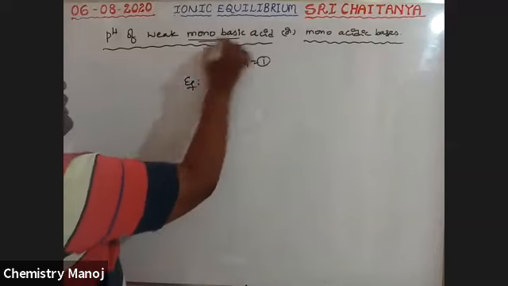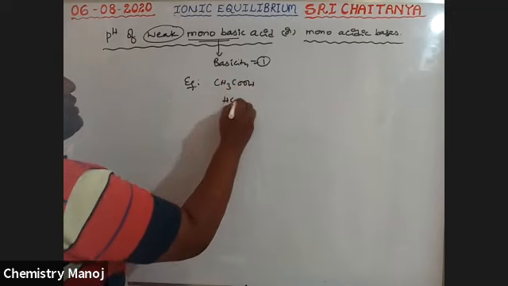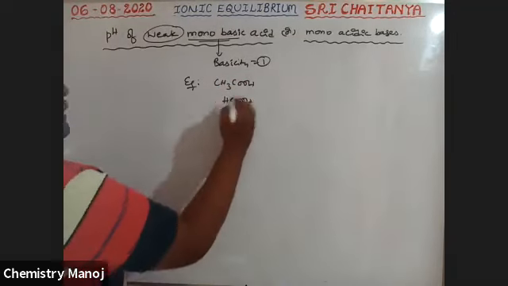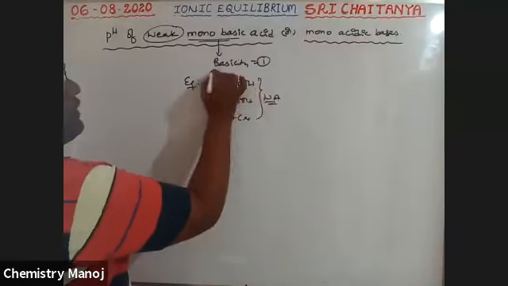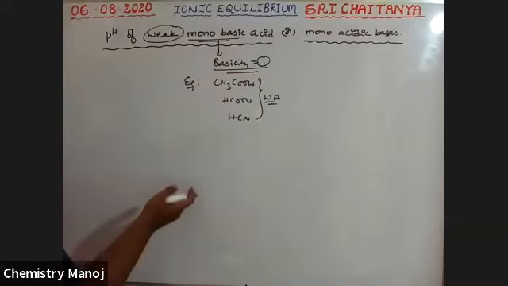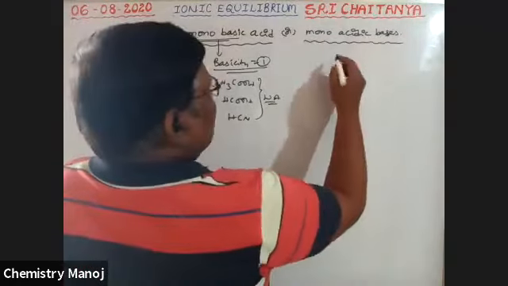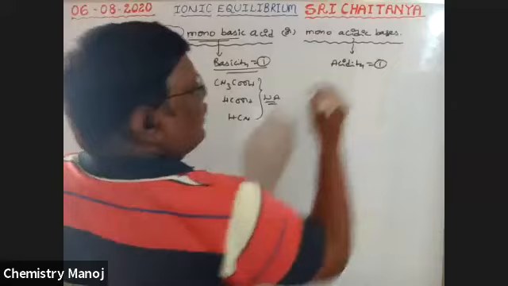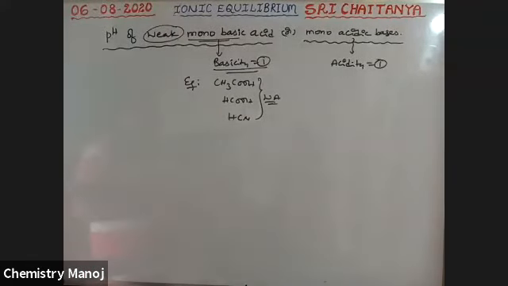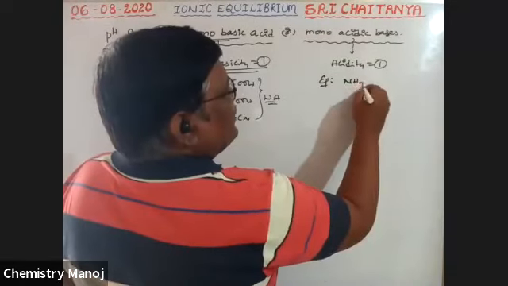Examples of weak monobasic acids are CH3COOH, HCOOH, HCN. All these are weak acids, and their basicity is equal to 1. For that type of chemicals, how to calculate pH? Next, monoacidic bases mean acidity is equal to 1. If acidity is equal to 1, it is a base, for example NH4OH.